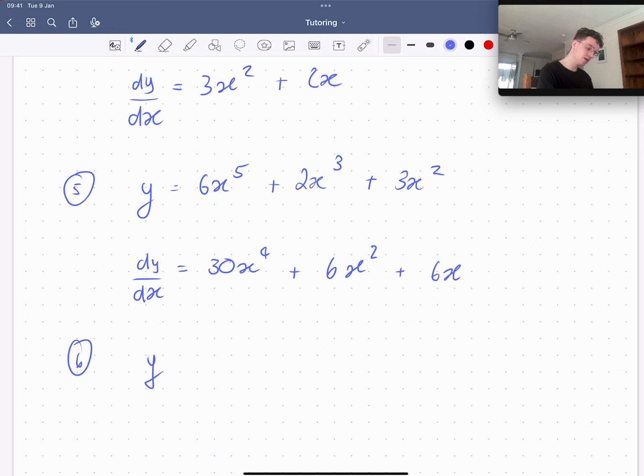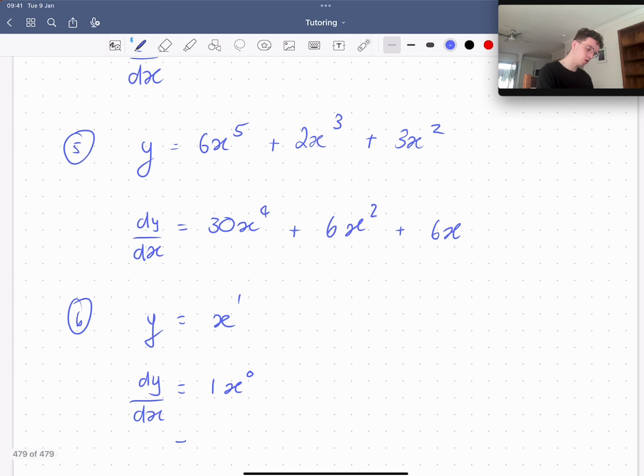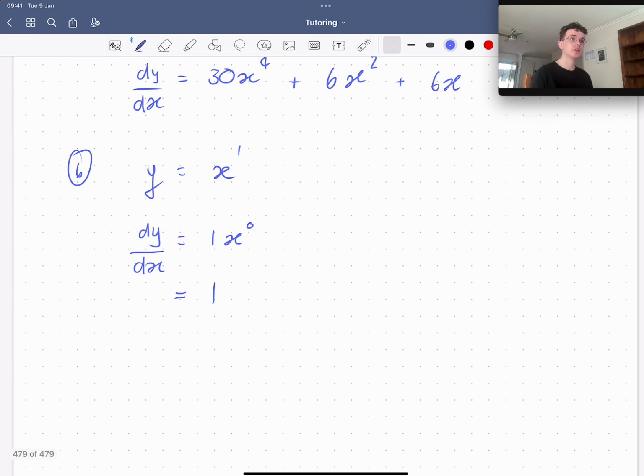Number 6, y equals x. Well, we know that this is to the power of 1. So dy dx, we bring down the power of 1, it's going to be 1x to the power of 0, which is 1. So if we differentiate a straight line, we usually just get 1. And that makes sense. The gradient of the line y equals x is 1. Question number 7, differentiate y is equal to 2x. Bring down the power, 2, x to the power of 0, which is 2.